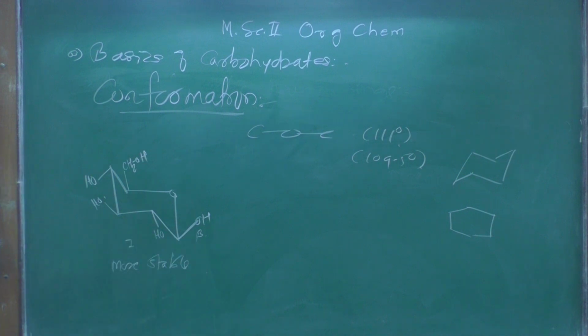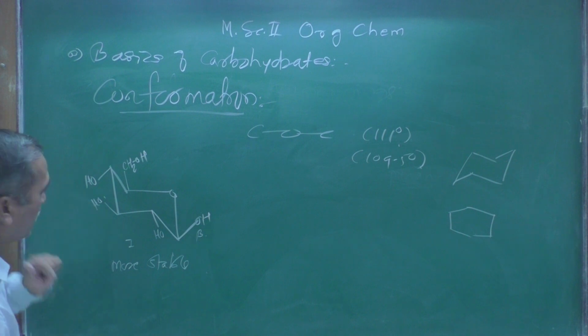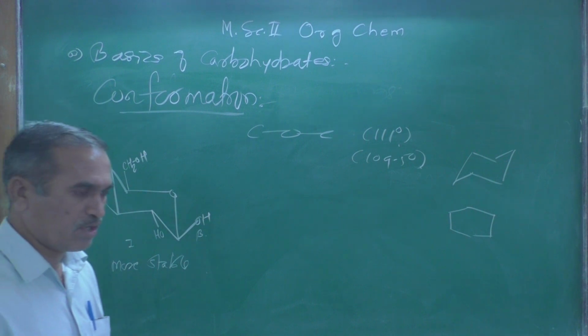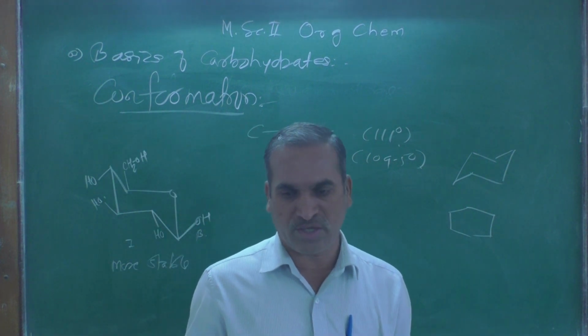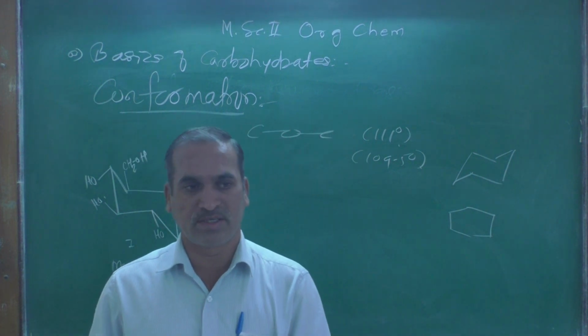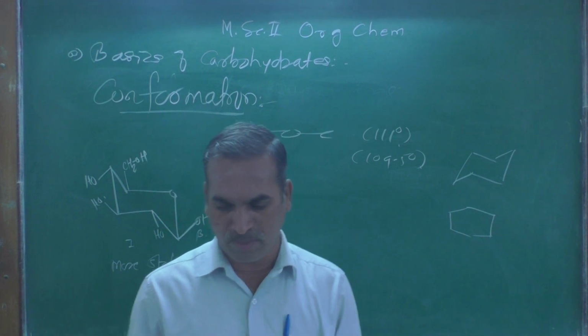Why is it the more stable conformation? If you observe this structure carefully, you will see all the bulkier groups are present at equatorial positions, and therefore there will be no 1,3 diaxial interaction, and therefore that conformation is the most stable one.